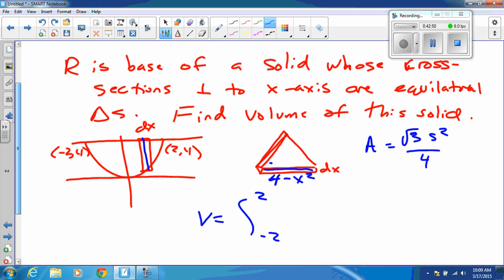And therefore, we can do this pretty quickly. The area is going to be the integral of √3 over 4 times (4 minus x squared) dx. Problems tonight will ask you to do the same kind of thing, but with different bases.